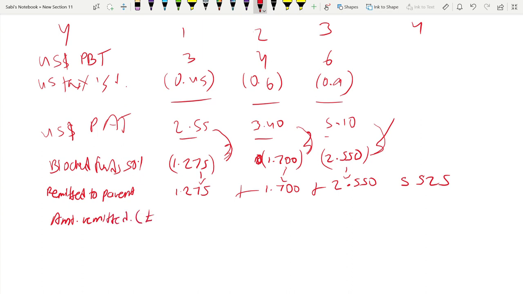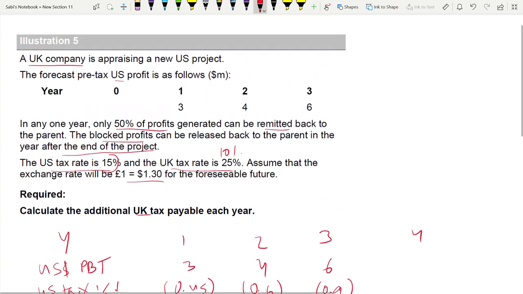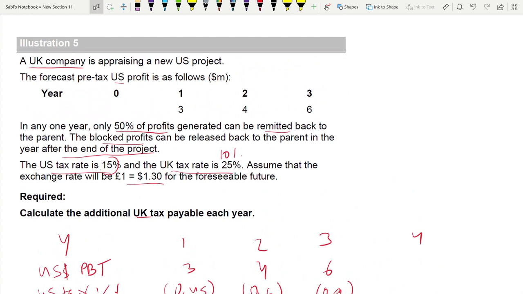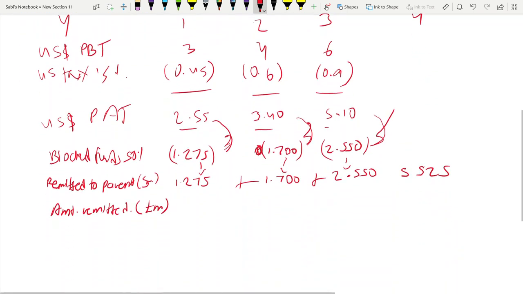That will be in pounds now. This was in dollars. To convert the dollars to pounds, you need the exchange rate for all the 3 years. How much is it? What is the exchange rate? 1.3. Assume that the exchange rate will be 1.3 for the foreseeable future. That means it will be 1.3 only. You don't have to predict every year. It will be 1.3, 1.3, 1.3. So that means you divide this by 1.3.